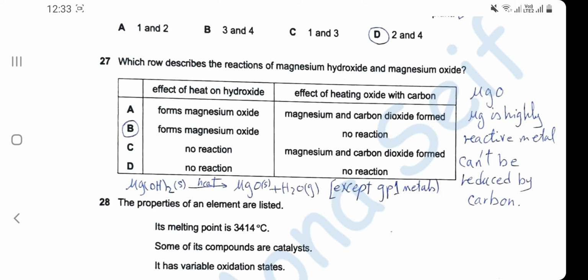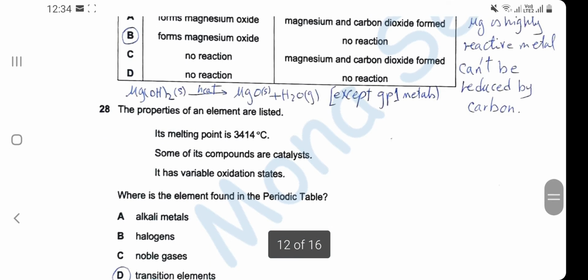And the second part here: effect of heating magnesium oxide with carbon. Magnesium is a group 2 metal. It is a highly reactive metal, as we said in the last question. It cannot be reduced by carbon. So here we have to choose no reaction. The correct answer will be B. Magnesium hydroxide forms magnesium oxide because it is decomposed by heat, and magnesium oxide with carbon will be no reaction, and the answer will be B.